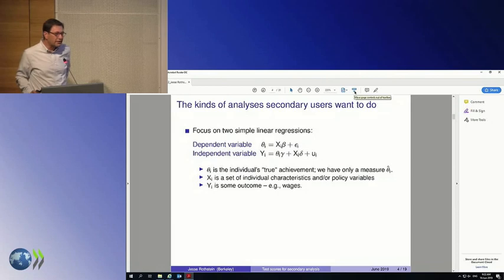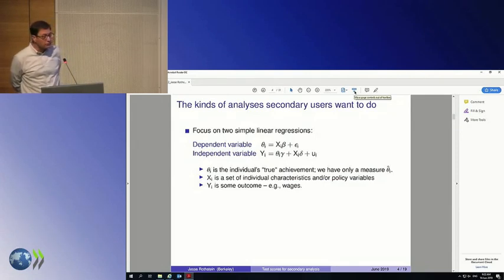And so ideally, we would have the student's true achievement. Unfortunately, no matter what I would like the psychometricians to be able to pull off, we're never going to have true achievement in our data set. We're going to have some estimate of achievement. So I'm going to call the true achievement theta and the estimate theta hat. And we'll talk about the properties of that estimate.